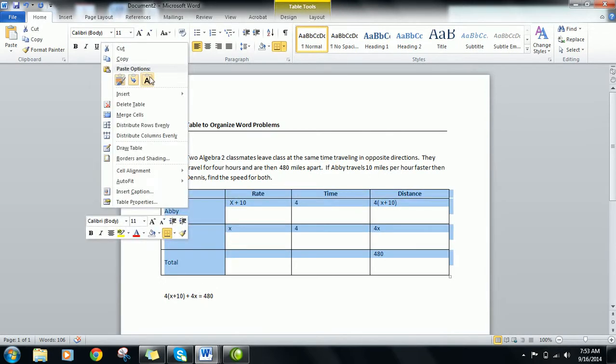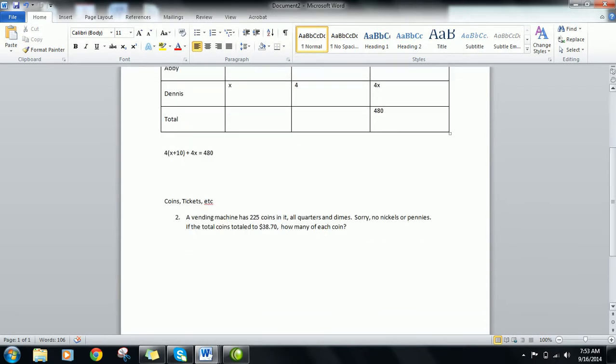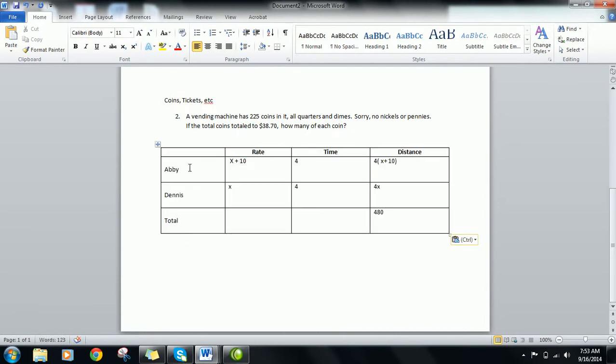Let's see how this works in a coin problem, because you have a similar idea. We have a vending machine, we got some coins in it, 225 total. And instead of rate times time, that doesn't really make sense. But in this case, we have quarters, and we have dimes, and we have the total as well. But we don't have rate and time anymore. We have, I guess, worth, and we have number of those, and that gives us our total value.